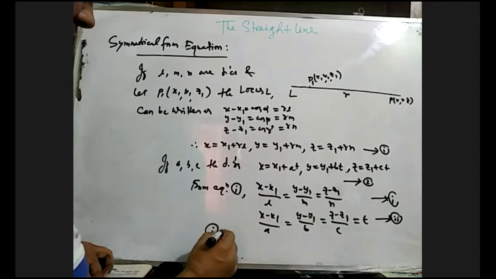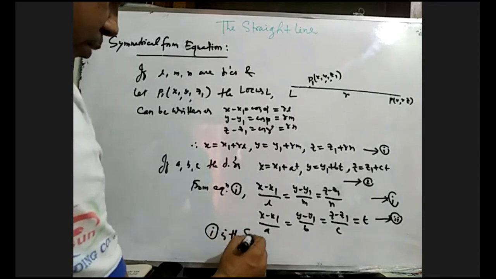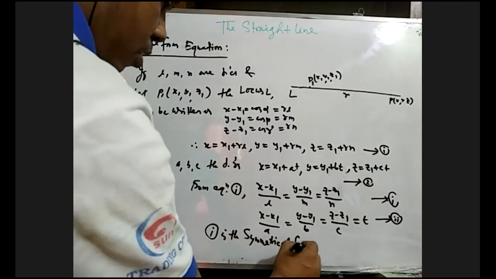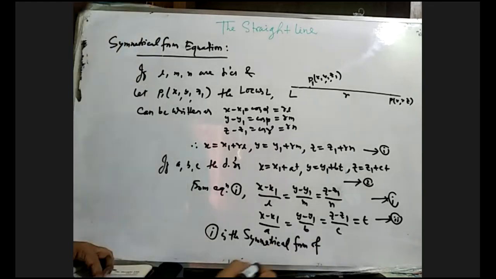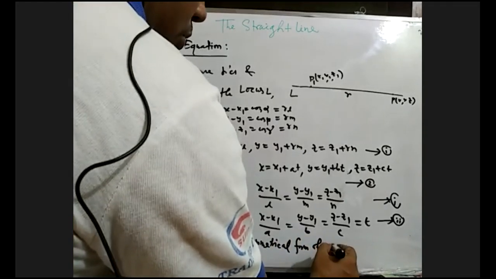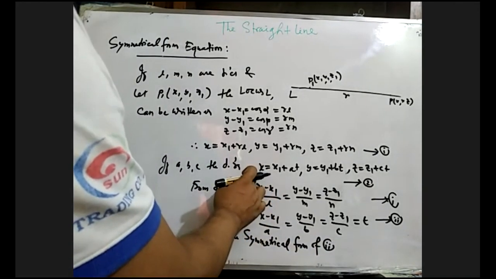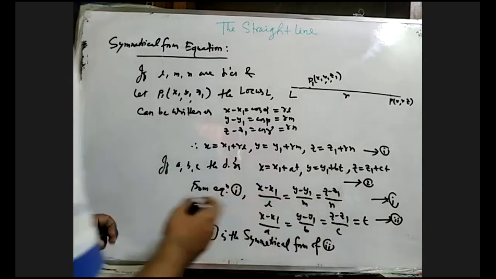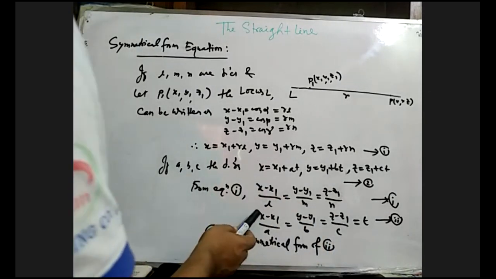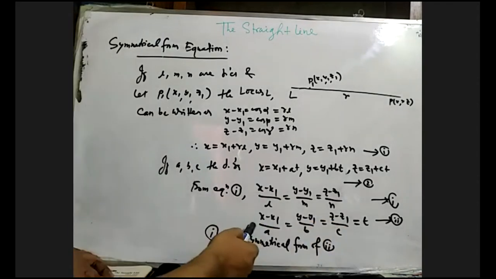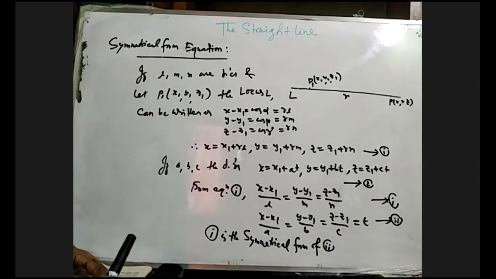Equation 1 is the symmetrical form of the first parametric equation, and the second is the symmetrical form of equation 2, because these can be found from equation 2. So this is the standard form of the symmetrical form of the straight line in three-dimensional coordinate geometry. We have to remember this one.